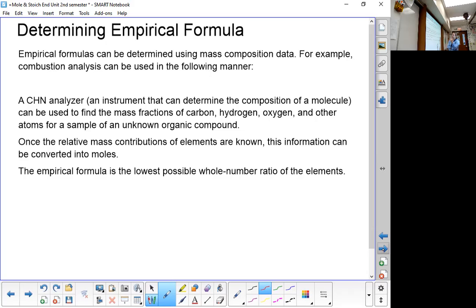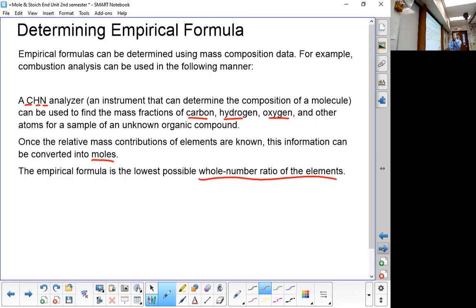Sometimes they do it with a combustion analysis, with something that contains carbon, hydrogen, nitrogen as an analyzer. It can be used to find mass fractions for carbon, hydrogen, oxygen, and other atoms of a sample for organic compounds. So remember, organic chemistry is just a term that typically means carbon-based chemistry here. Once the relative mass contributions of an element are known, that information can be converted into moles, and we can do mole ratios. And so the empirical formula is going to be the lowest possible whole number ratio of those elements. Now, this is in words what we're going to do, and I'm going to show you what it means.